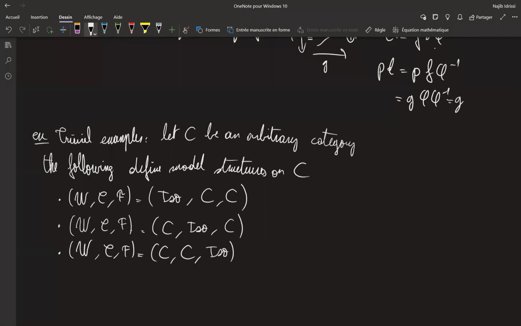Oh, okay, so maybe I should say that the category should not be arbitrary, it should be complete and co-complete, because otherwise MC1 is not satisfied.